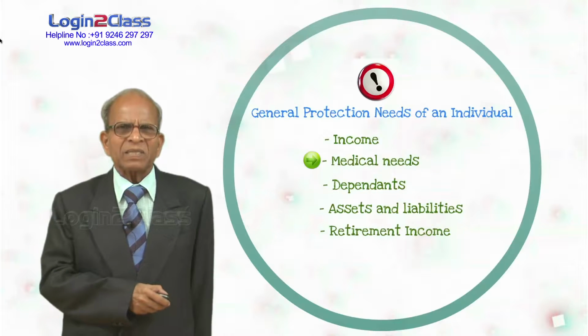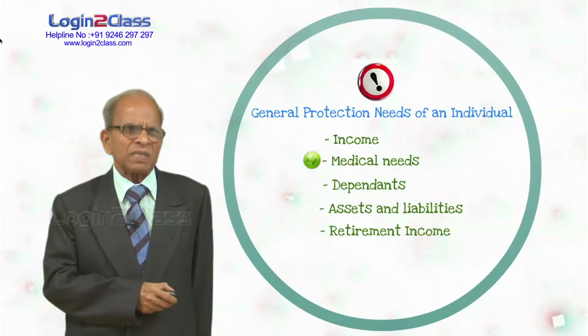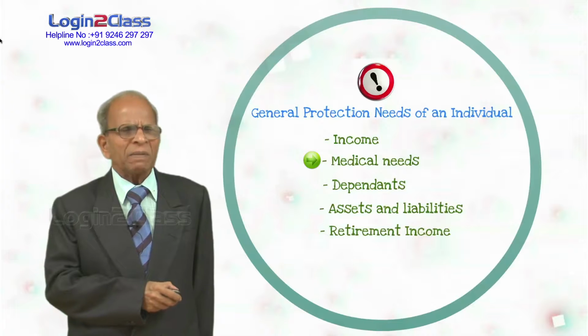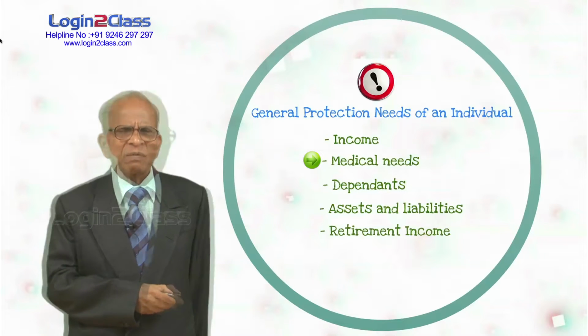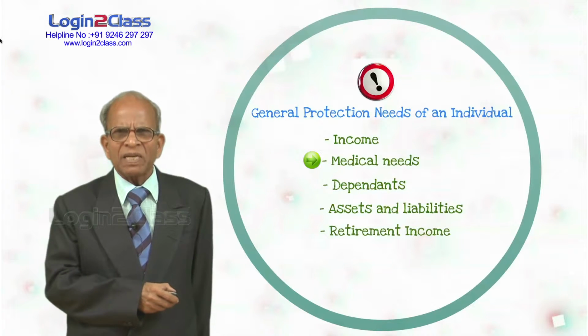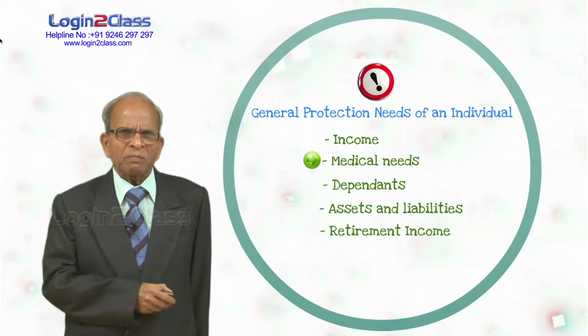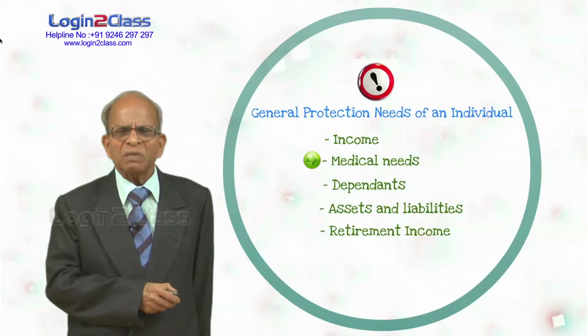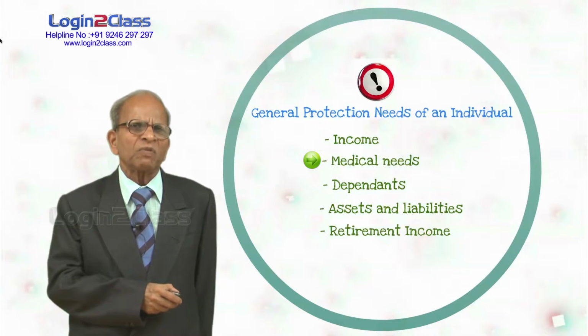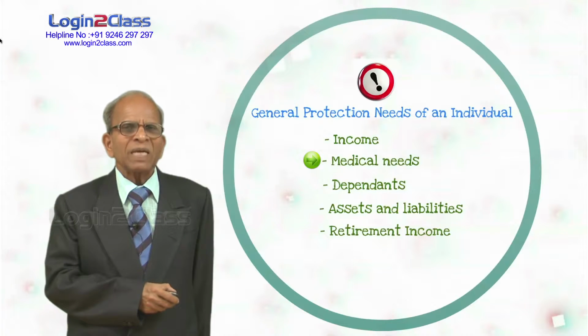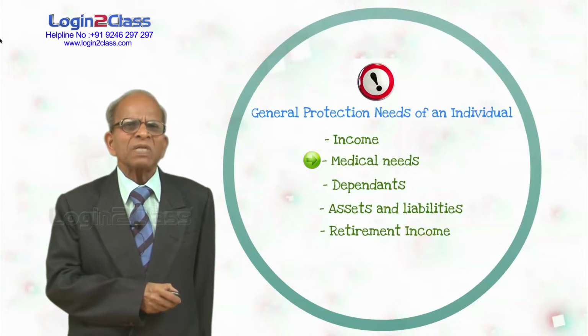Then medical needs. Medical needs are most important. Now modern medicine is working wonders. Treatment has become more and more costly, almost prohibitive. But we cannot afford to do without treatment. When you have a problem, we have to go for treatment. So how to take care of this problem? Health insurance policies are there.